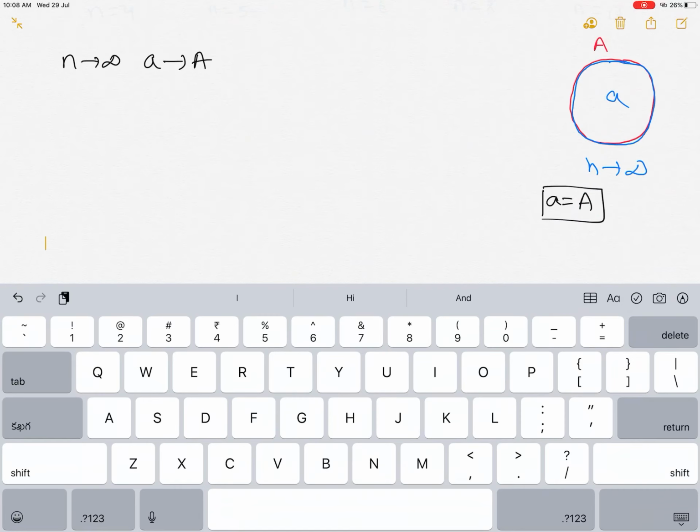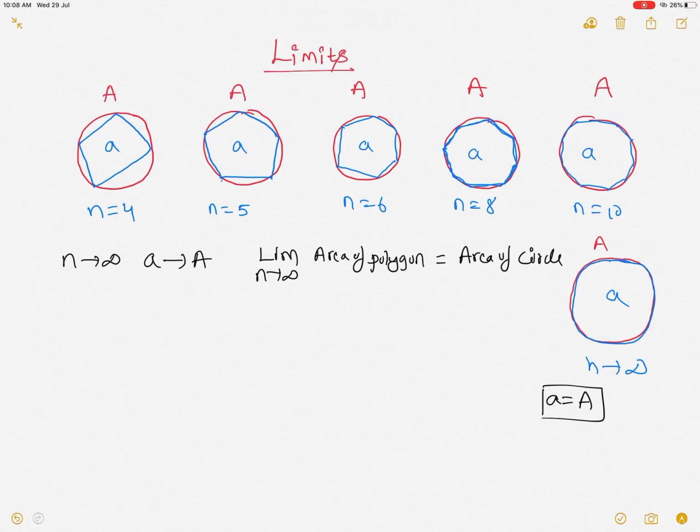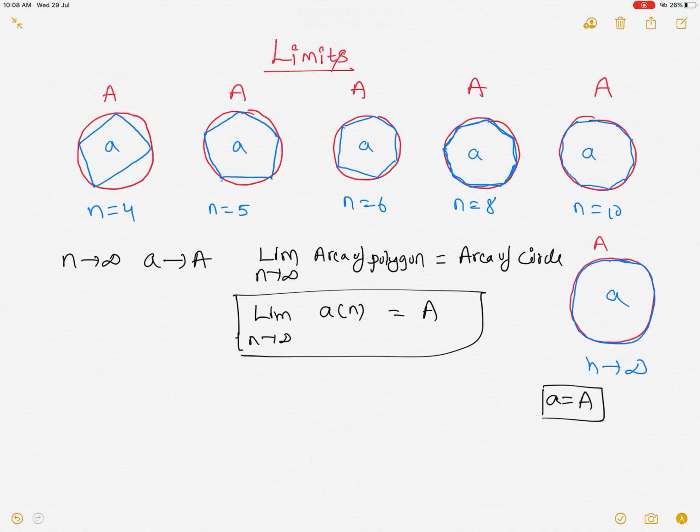So we can give the general expression for this. How can we give this? Limit n tends to infinity, area of polygon equal to area of circle. So we can denote it like this: limit n tends to infinity, area of the polygon with n sides, small a of n, equal to the area of the circle. This is the general expression.